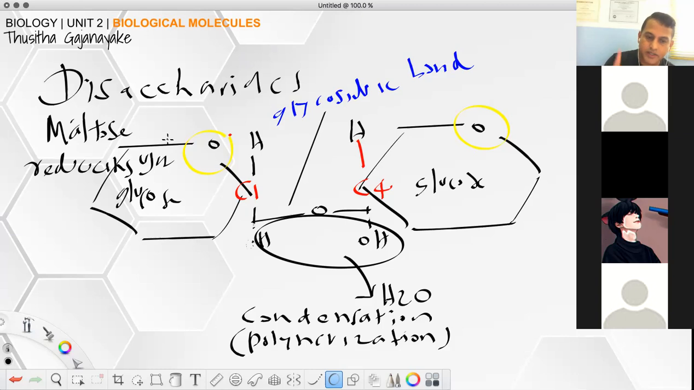Right, if we try to see the other two, sucrose and lactose, it's the same way. They make the condensation reaction and this glycosidic bond. So you can copy this down, and I can move into the next section.